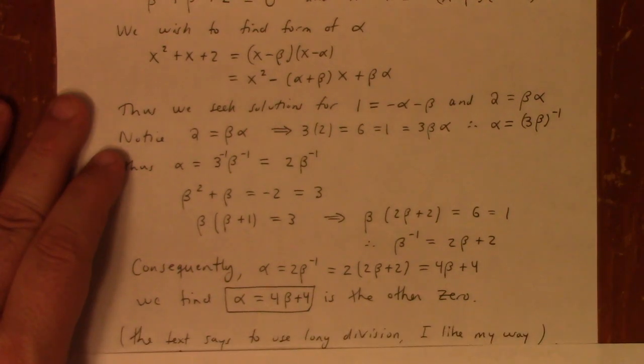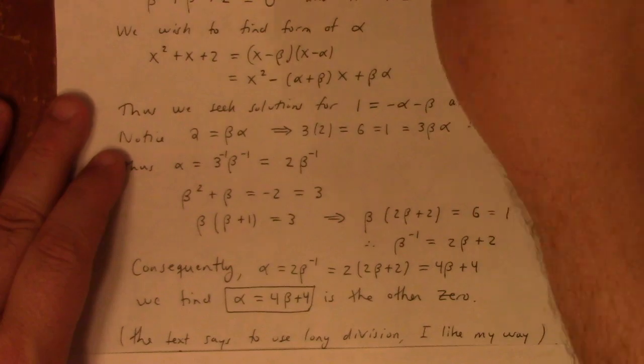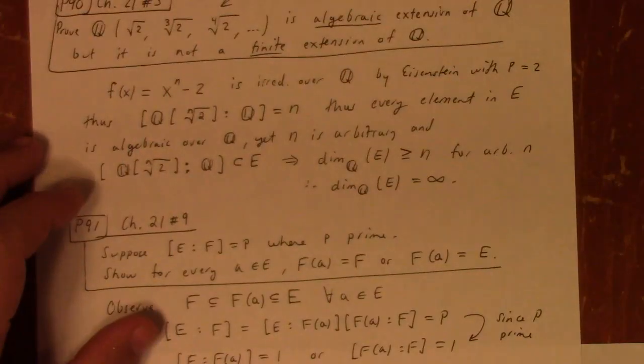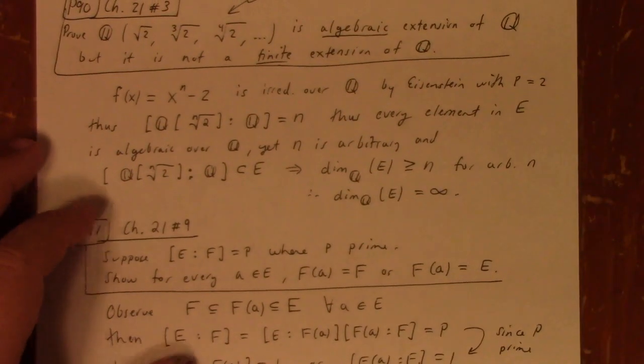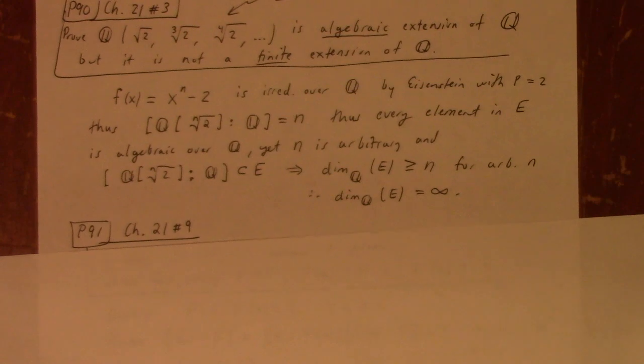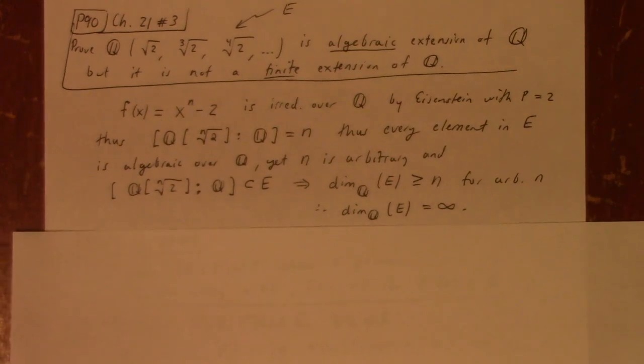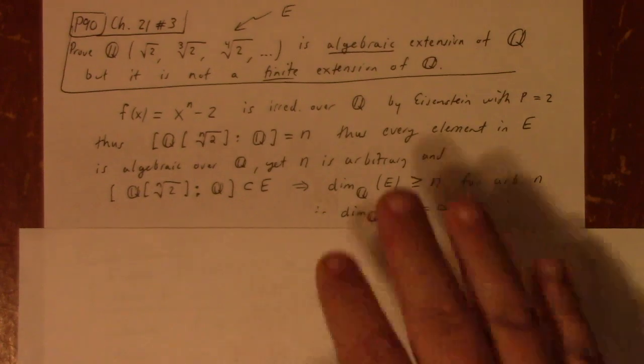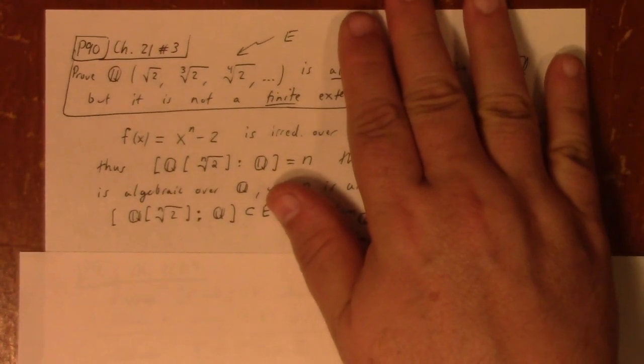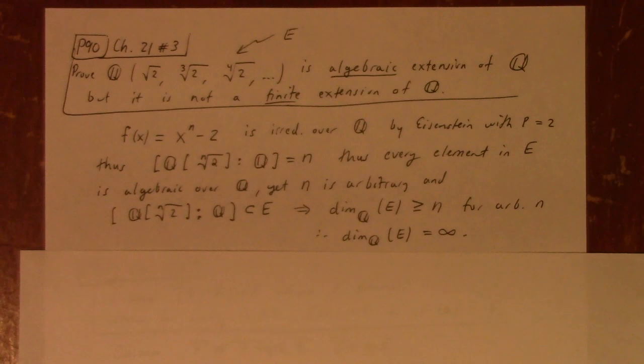Now the text says to use long division, but I think I like my way. But anyway, there it is. But yeah, you could use long division. That would be fine. If you know how to do that, more power to you. Let's see here. Problem 90. We're supposed to show that if we take Q adjoin arbitrary roots of 2, it is an algebraic extension, but it's not a finite extension.